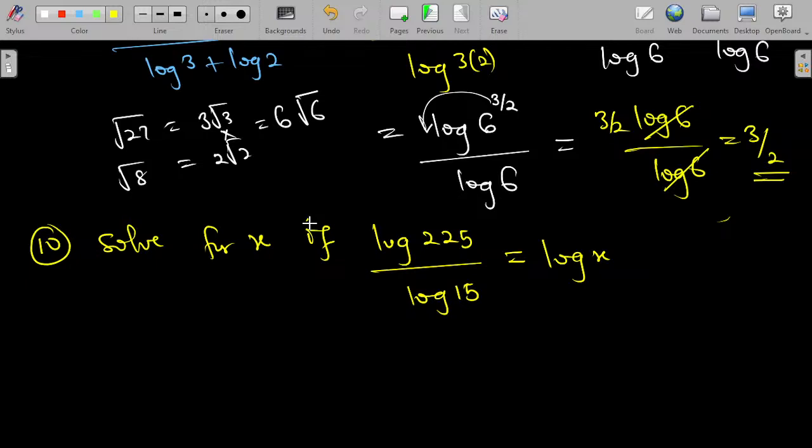How do you do that? Just simplify 225 into 15 to the power of 2, and then let your 2 come to the front, and then log 15 will cancel log 15. So you just have 2 is equal to log x, and then you look for x. Should I do that? No, I will leave it.